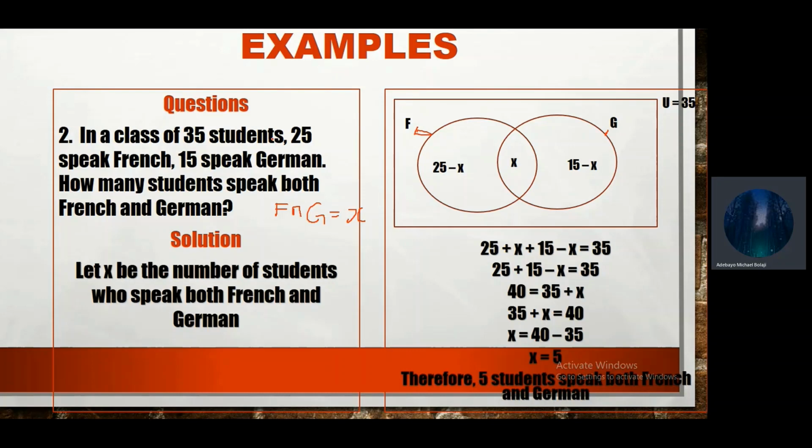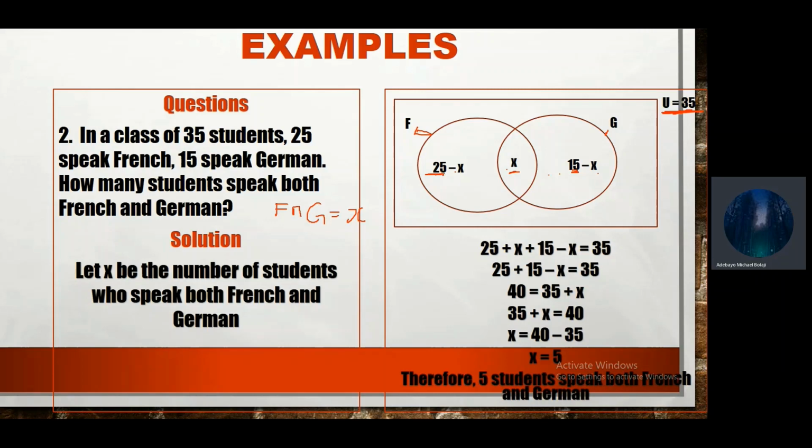Now, in our French, we have how many? Our universal is equal to 35. Do you see there? Universal is equal to 35. For French, we have 25 who speak French. That's why we have 25 here. For German, we have 15 who speak German. Then we have X, which is common between French and German. So we have X number of people that speak both French and German. Now to solve this, you say 25 minus X, and you also say 15 minus X.